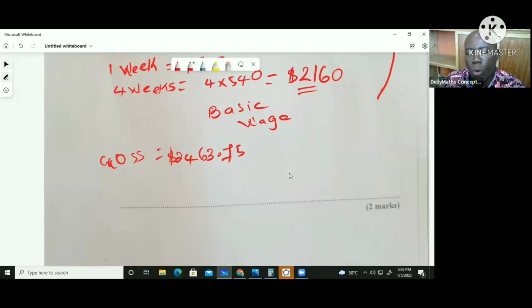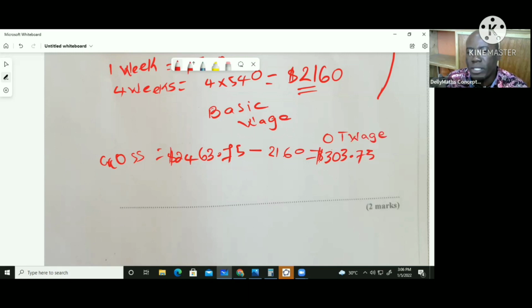So what we're going to do now is simply take the regular from the total, so we take away the basic from the gross. We're left with the overtime, I should say. So let us see what the overtime is. We're going to be subtracting 2160. So she is making on overtime $303.75. This is the overtime wage.